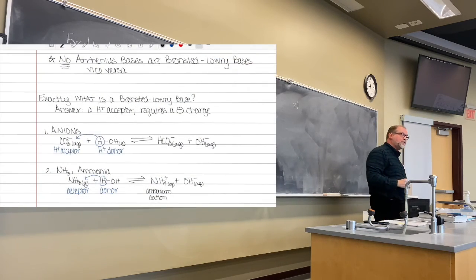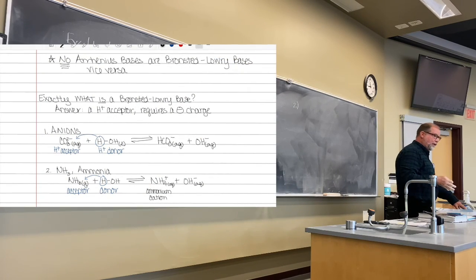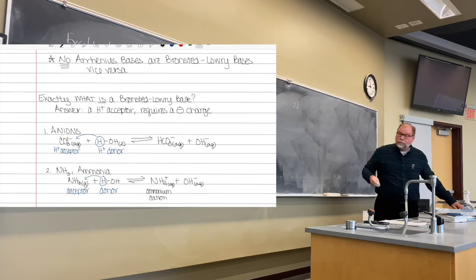The second type of substance that acts as a Bronsted-Lowry base is ammonia.